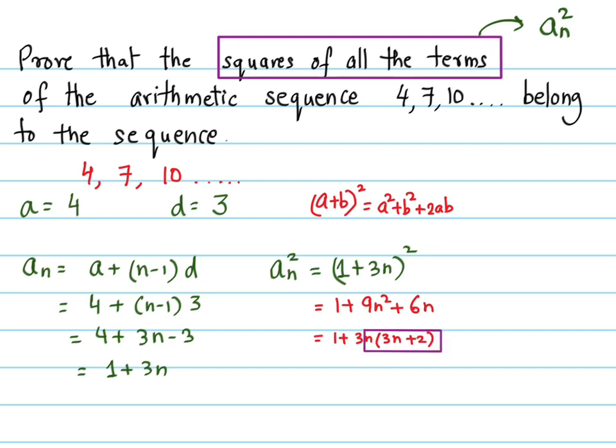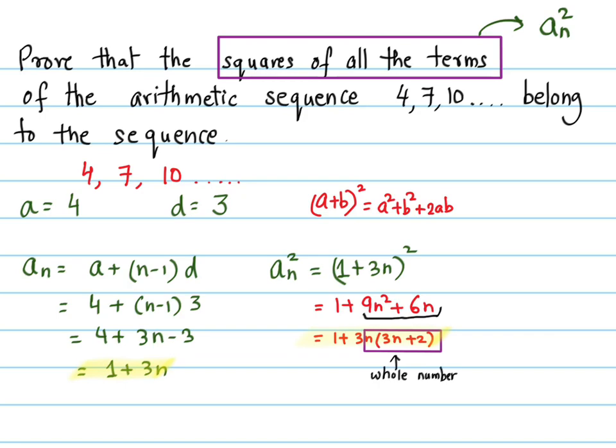Now to match with an, what we are doing is we are taking this 9n square and 6n, we are taking 3n common from it. So when you take 3n common from it, we will get 3n times 3n plus 2. Now if we compare an and an square, we can see that n times 3n plus 2 would be a whole number. We know that because n is a whole number. N is the number of the position of the term, the first term, second term, third term.